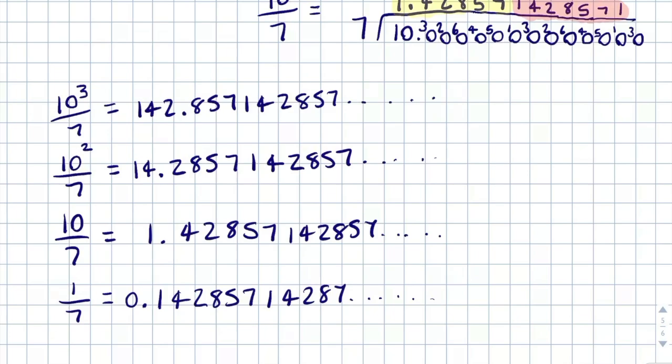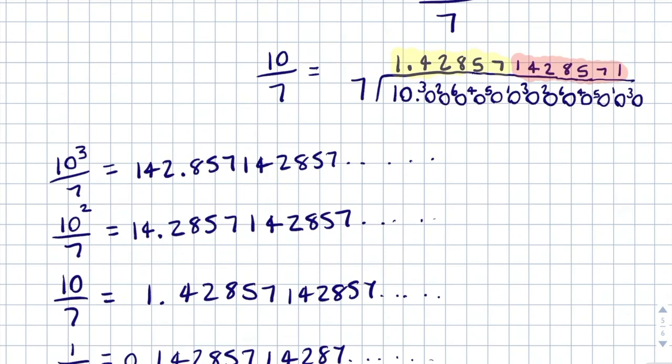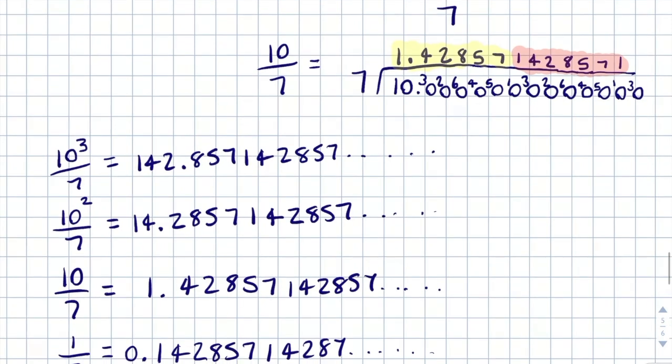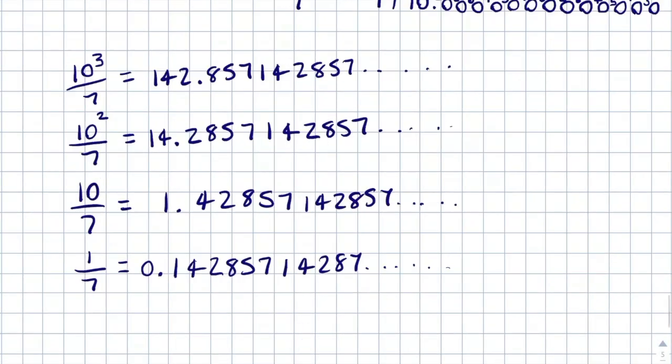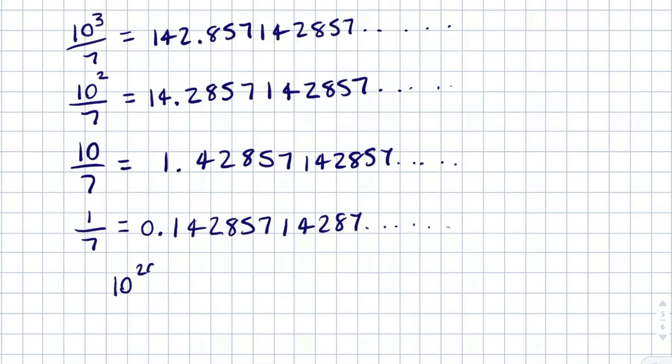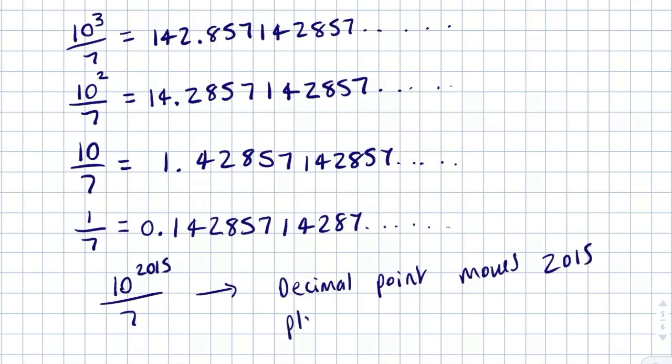Now, what that means, well, if we're interested in what 10 to the power of 2015 is, then surely the decimal point is going to move 2015 places to the right from the value of 1/7. So that's good, because I can now say that 10 to the power of 2015 over 7, the decimal point moves 2015 places to the right, which is correct, but how am I going to work that out?